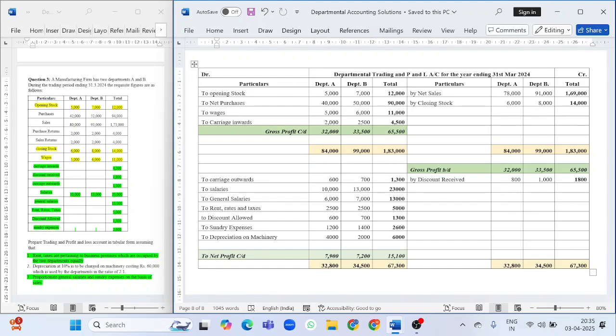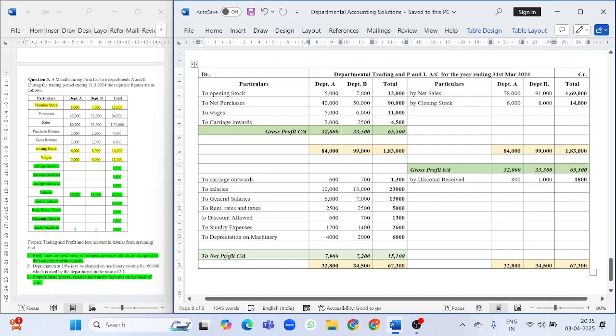So hope I have taught this very well and you have understood it really well. This was one of the problems that had a somewhat high level of adjustments. In this problem you have learned how to find out net purchases and net sales, and how to apportion some different expenses. So hope you have understood this problem very well.